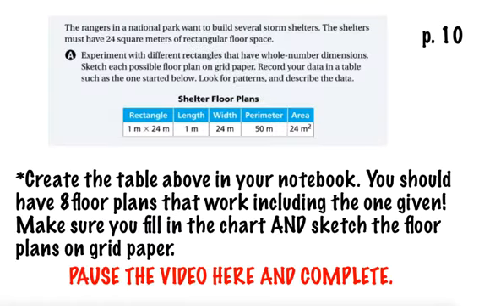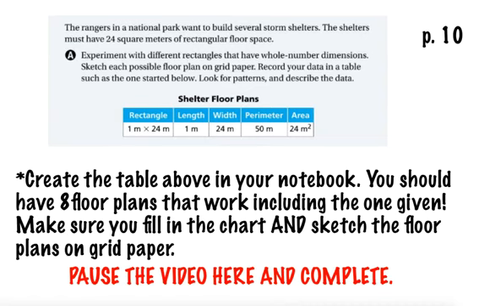All right, so we're going to start with part A here, which starts on page 10 in your book. It says that the rangers in a national park want to build several storm shelters. The shelters must have 24 square meters of rectangular floor space. So remember yesterday when they're talking floor space, they're referring to area. So they want you to experiment with different rectangles that have whole number dimensions. You're going to sketch each of your floor plans on your grid paper, and you're going to record your data in a table like the one below.